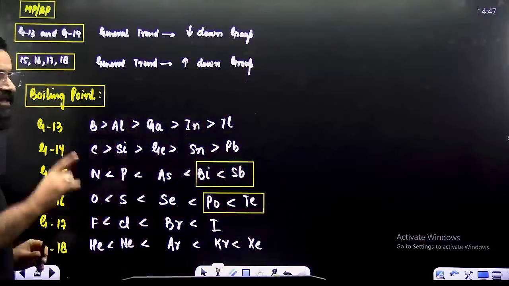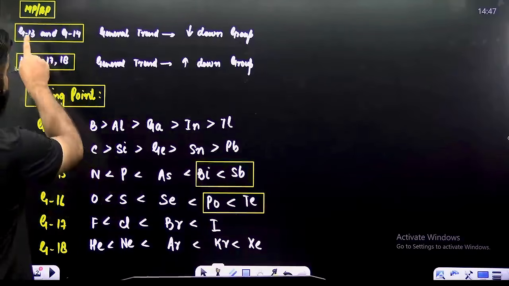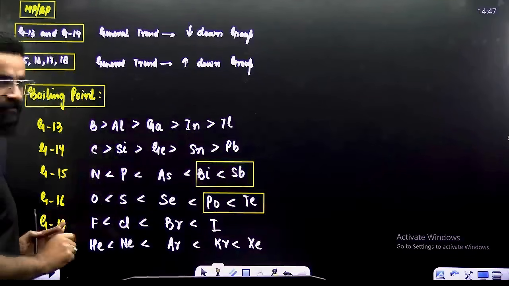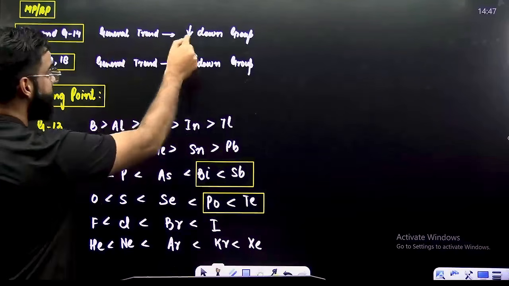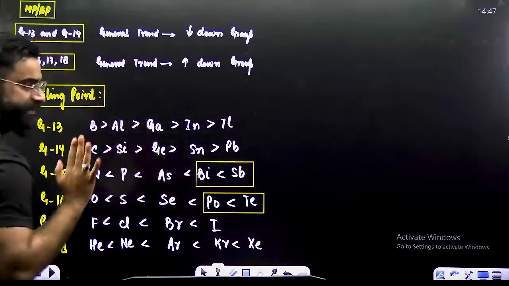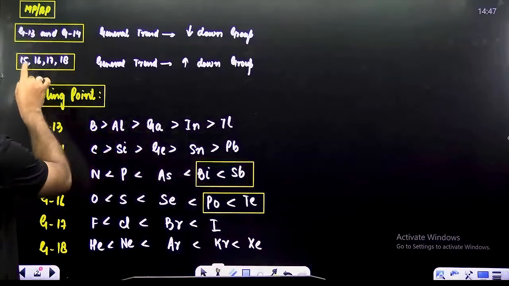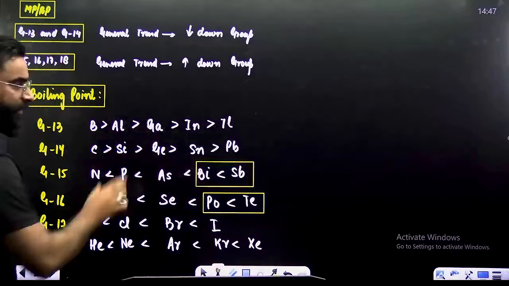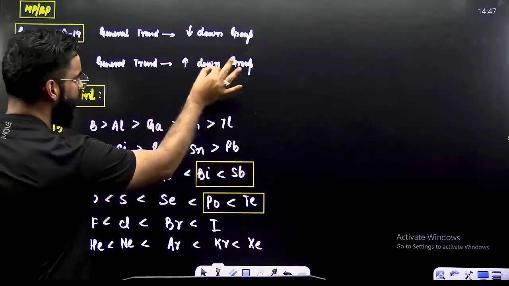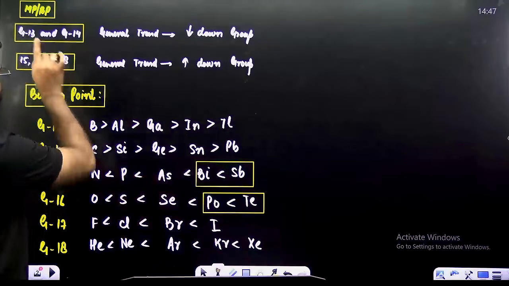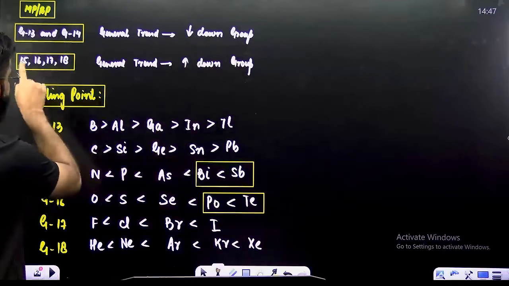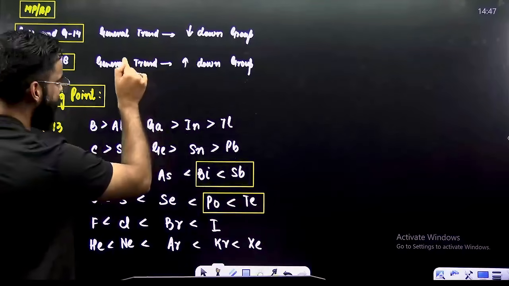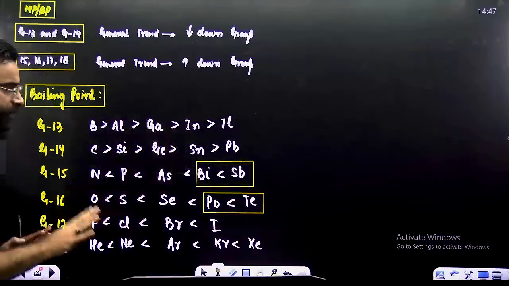My dear students, the first thing which you need to remember, when it comes to group 13 and group 14 elements, the general trend says that down the group, melting and boiling point decreases. When it comes to 15, 16, 17 and 18th group, the general trend is your melting and boiling point increase down the group. So for 13 and 14th group, melting boiling point decrease down the group. For 15, 16, 17, 18, your melting and boiling point, they increase down the group, right?